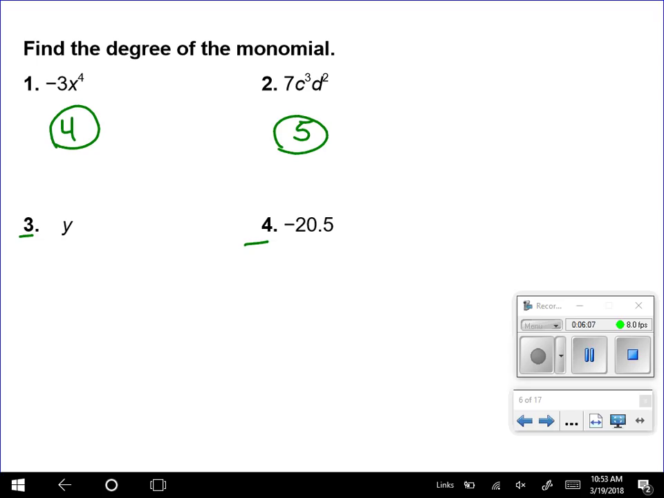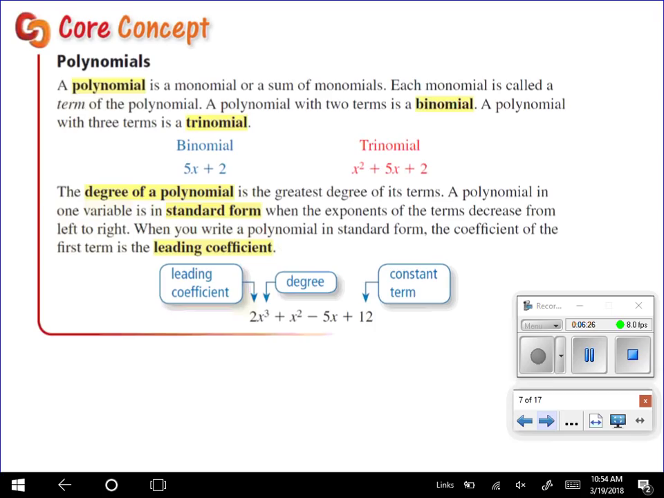Okay, so now we've talked about degrees, we can talk about polynomials a little bit more. I have a whole slide here. This is actually in your journal on page 207. If you just want to highlight some of it, we already talked about it.